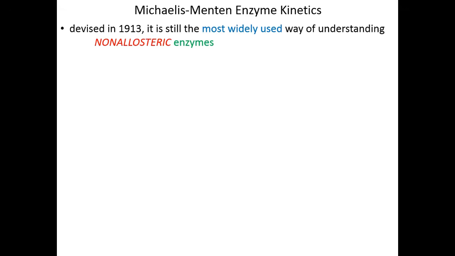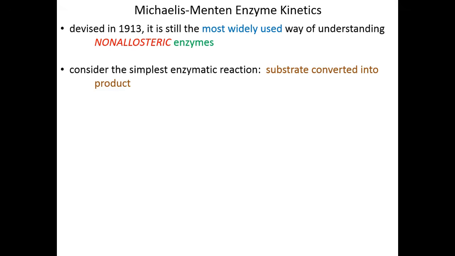So let's dive in. In 1913, two scientists, Michaelis and Menten, collaborated to come up with this way of thinking about enzymatic reactions. And it's still, now, over 100 years later, the most widely used way of biochemically understanding non-allosteric enzymes. Non-allosteric enzymes being those enzymes that do not change shape upon substrate or regulator binding. That's what's important there. These are non-shape changing enzymes.